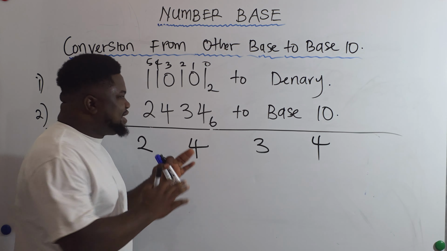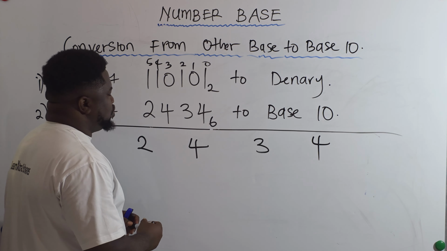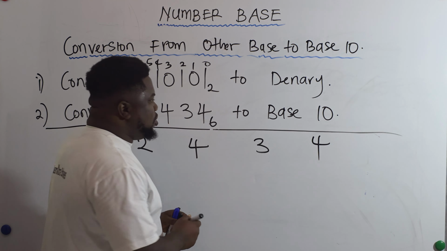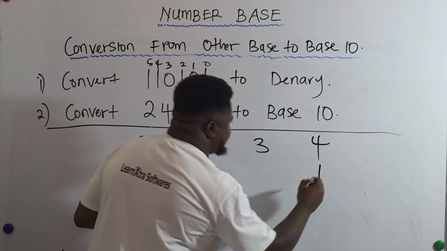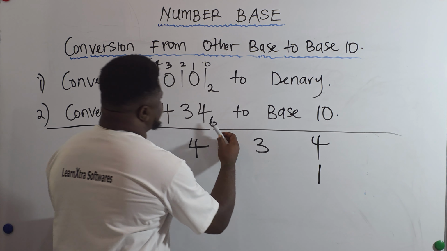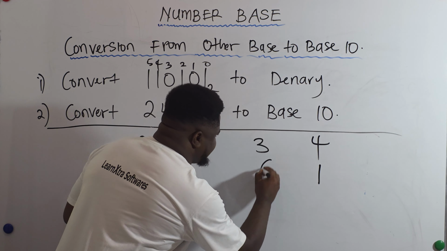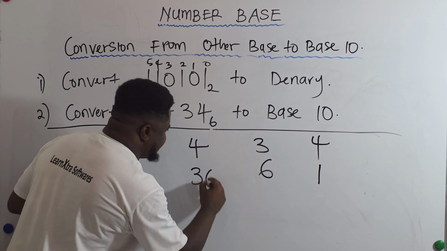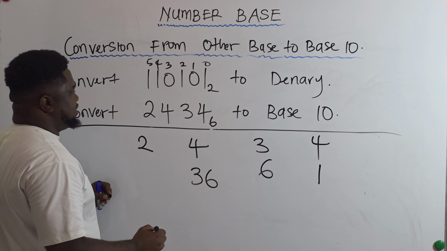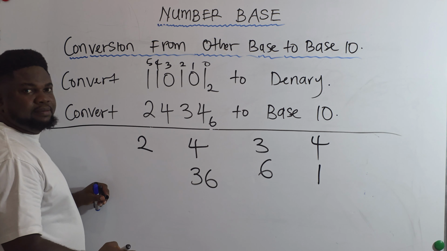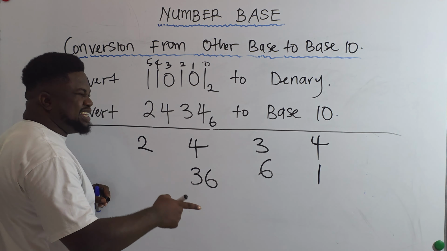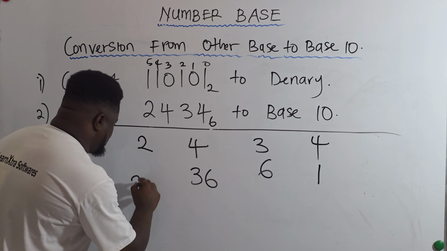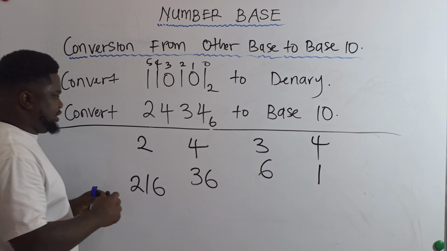So now let's get the positions. First, remember, we must start with 1. Next, do 1 times 6, and that is 6. 6 times 6, 36. Times 6 again, 36 times 6, that is 216.